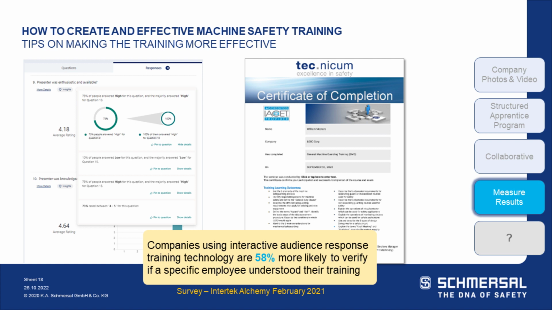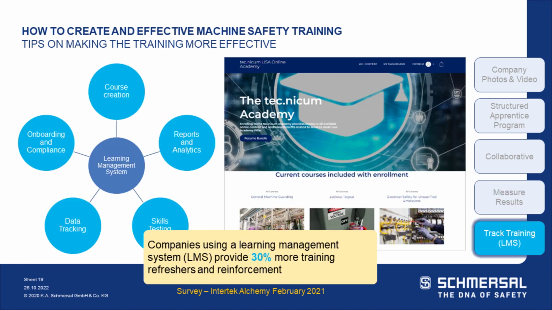The results can provide many indications, such as if you need to break the class up into two classes, like a general and an advanced, or simple things like changing the environment, like adding more group work or some more interaction. And again, a reminder, companies using interactive audience response training technology are 58% more likely to verify if a specific employee understood the training, right? A strong 58%.